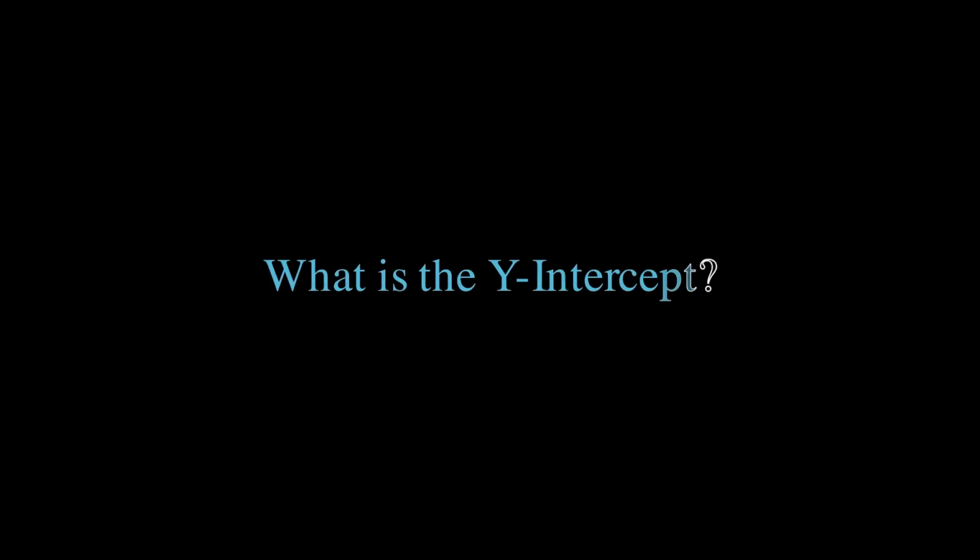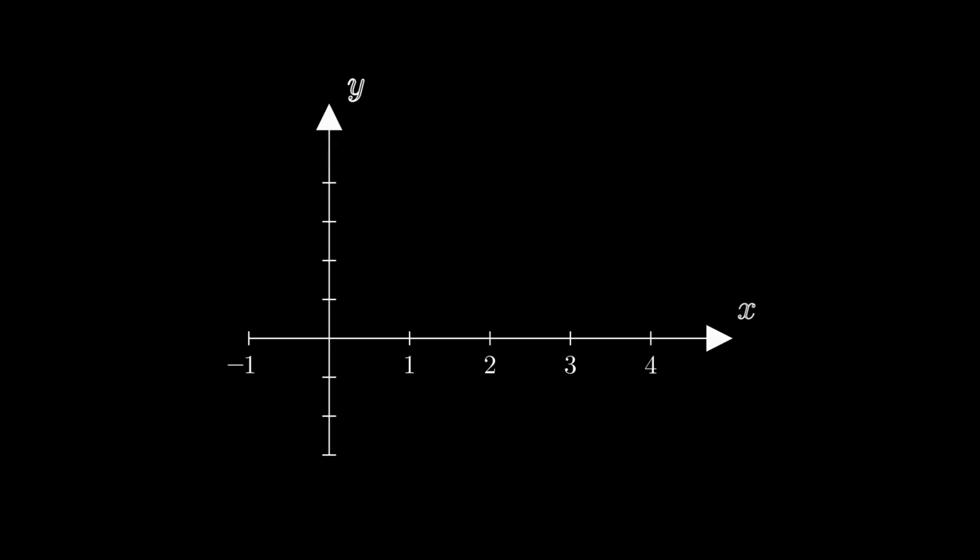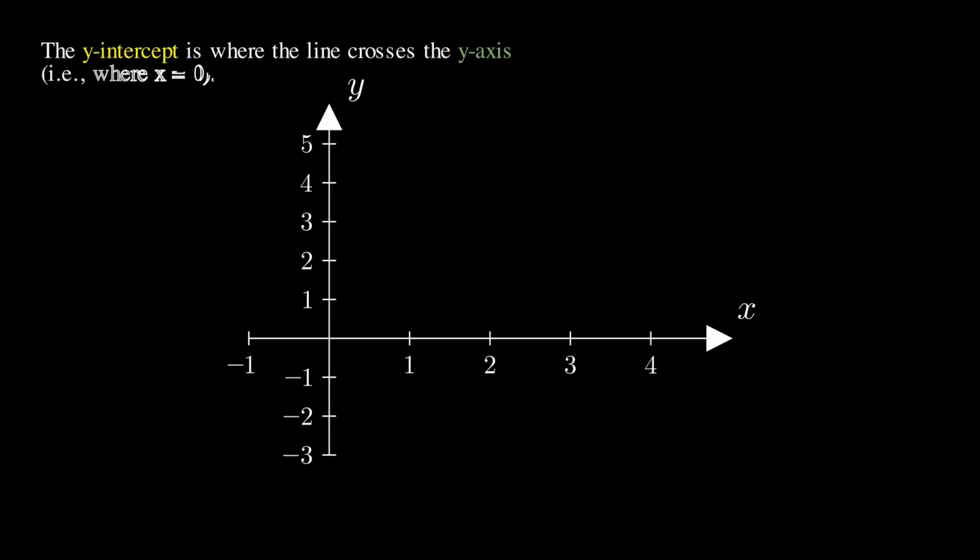So, let's discuss the y-intercept. What is the y-intercept? The y-intercept is the point where a line crosses the y-axis. This happens when the value of x is 0, in other words, it's the starting value of the function before any change in x occurs. We can find the y-intercept from an equation by plugging in 0 for x and solving for y.